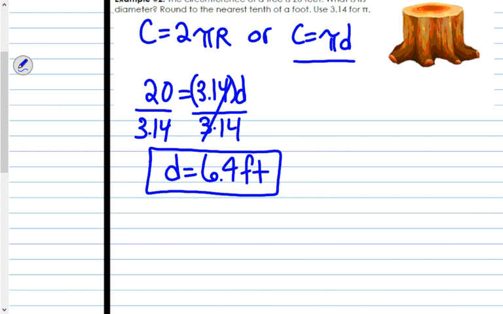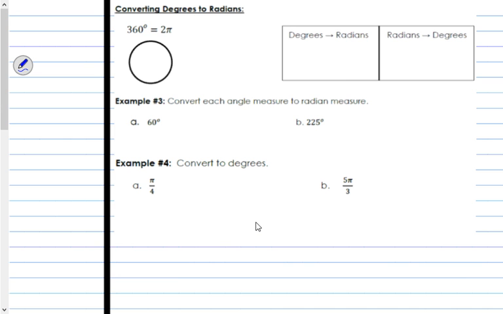It's finding the circumference, but then doing something extra with that. So we'll do that one in class together. Another aspect of circles are something called radians. We've been measuring in degrees. However, there's a part of circles called radians. You don't really have to understand what it is, but just how to convert to radians or from radians.